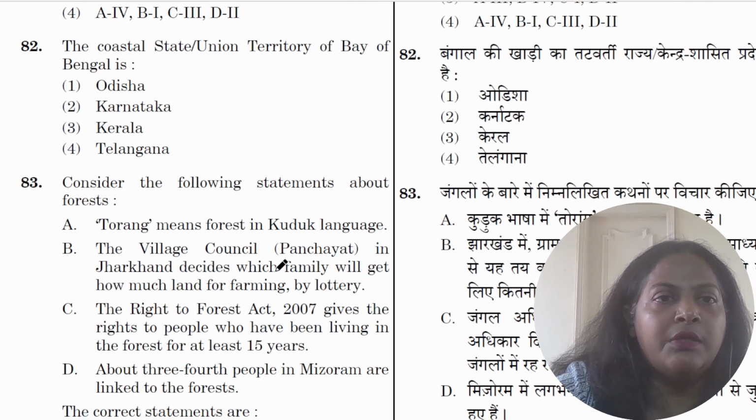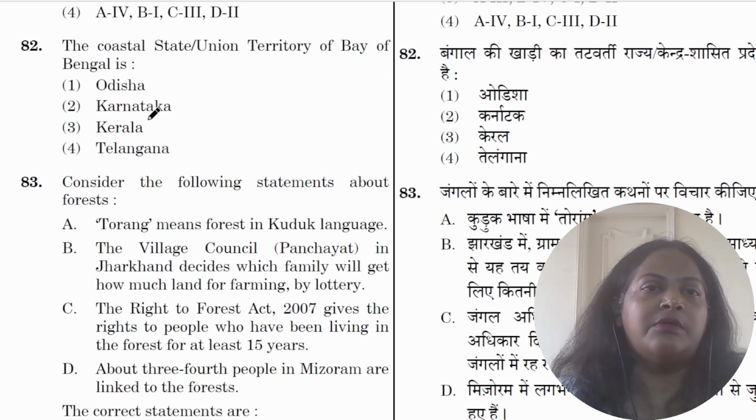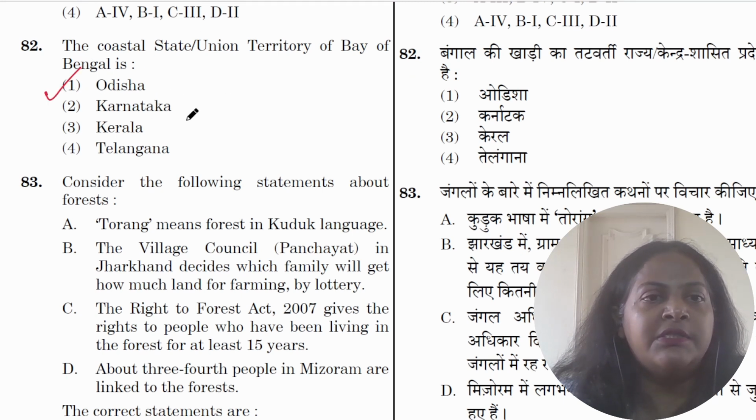Okay. The coastal state or union territory which has Bay of Bengal. So Bay of Bengal, Odisha is with Bay of Bengal. Karnataka, Kerala and Telangana don't have a coast on it, where Karnataka and Kerala are with the Arabian Sea.